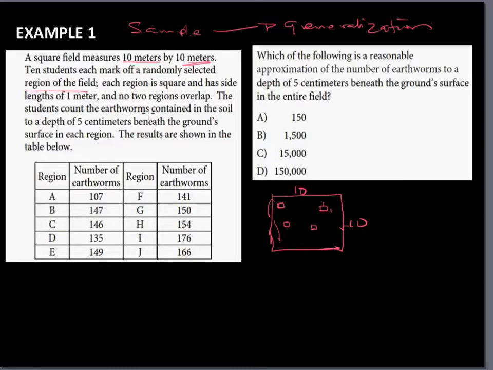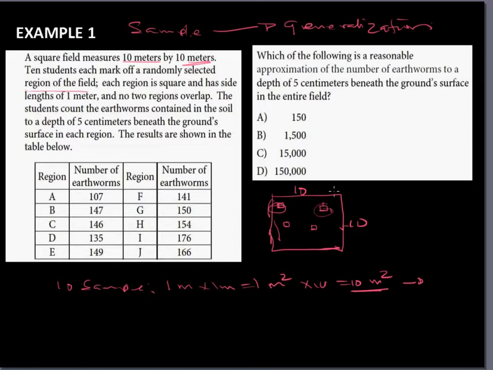The students count the earthworms contained in the soil to a depth of 5 centimeters beneath the ground surface in each region. The results are shown. So in essence, instead of me trying to dig the entire area here to 5 centimeters and determine the earthworms in this area, I'm trying to take a sample here. So I have 10 samples, and each sample is from 1 meter by 1 meter. That is 1 meter squared area. So if I have 10 of them, then I have 10 meter square area to find earthworms.